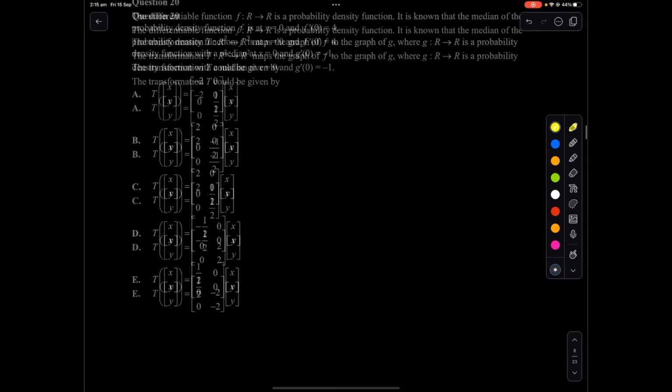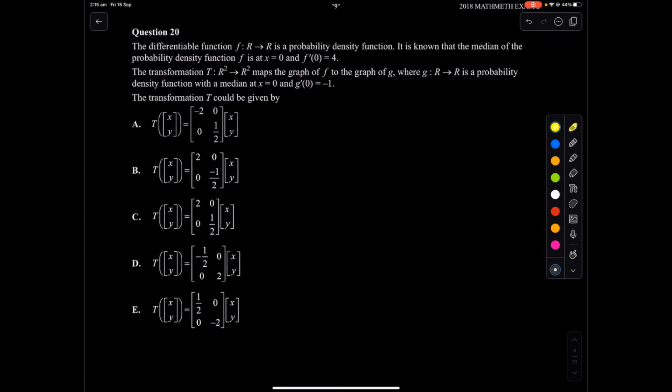Last question, perfect. Question 20: the differentiable function is a probability density function. It is known that the median of the probability density function is at x equals 0, and f dash of 0, so the gradient, is 4. The transformation T transforms the graph of f to the graph of g, where now g is a probability density function with the median at x equals 0. So it's still the same place, but now g dash of 0 is -1.